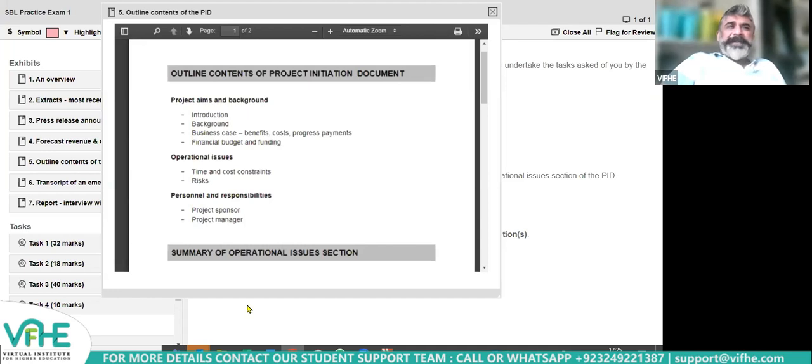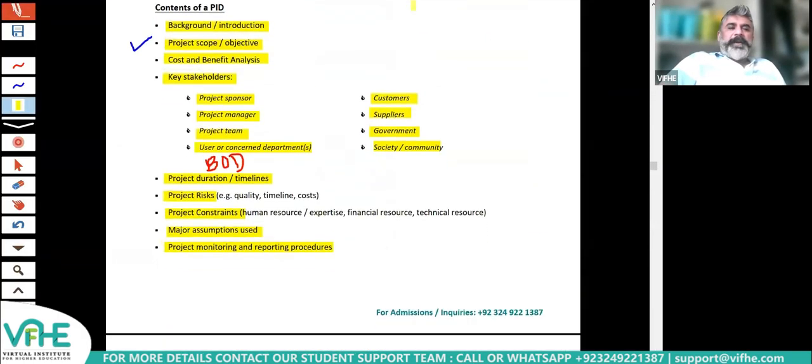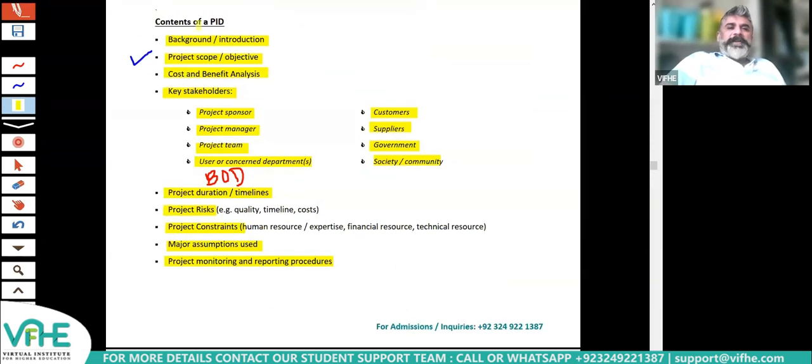No, Shiraz, business case is another document. Come on. We are looking at PID now. Please have a look at the contents of a PID. Here, this is the list of contents of a PID, right? These things should be there in a PID. So compare this list with whatever he has done and try to identify whether he has missed out anything.